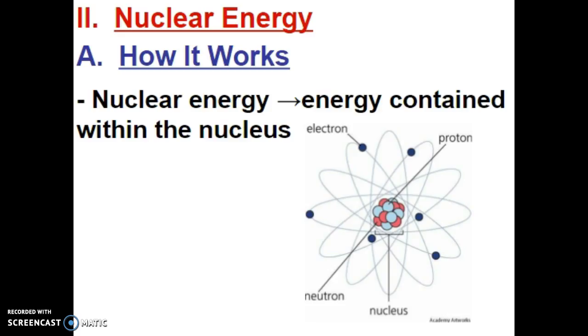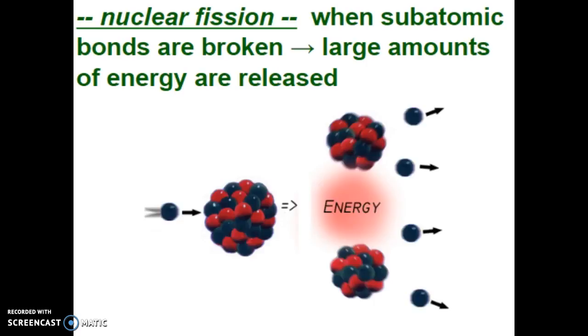Nuclear energy is another one of those alternative sources of energy. It is the energy that is contained within the nucleus. Remember, inside the atom, the protons and the neutrons are what is in the nucleus. And when those particles are separated, we call that nuclear fission. So this is when subatomic bonds are broken. Nuclear fission is when you take one big atom and you break it up into little pieces. And every time you break those big atoms up, we get a very large amount of energy being released from those atomic bonds.